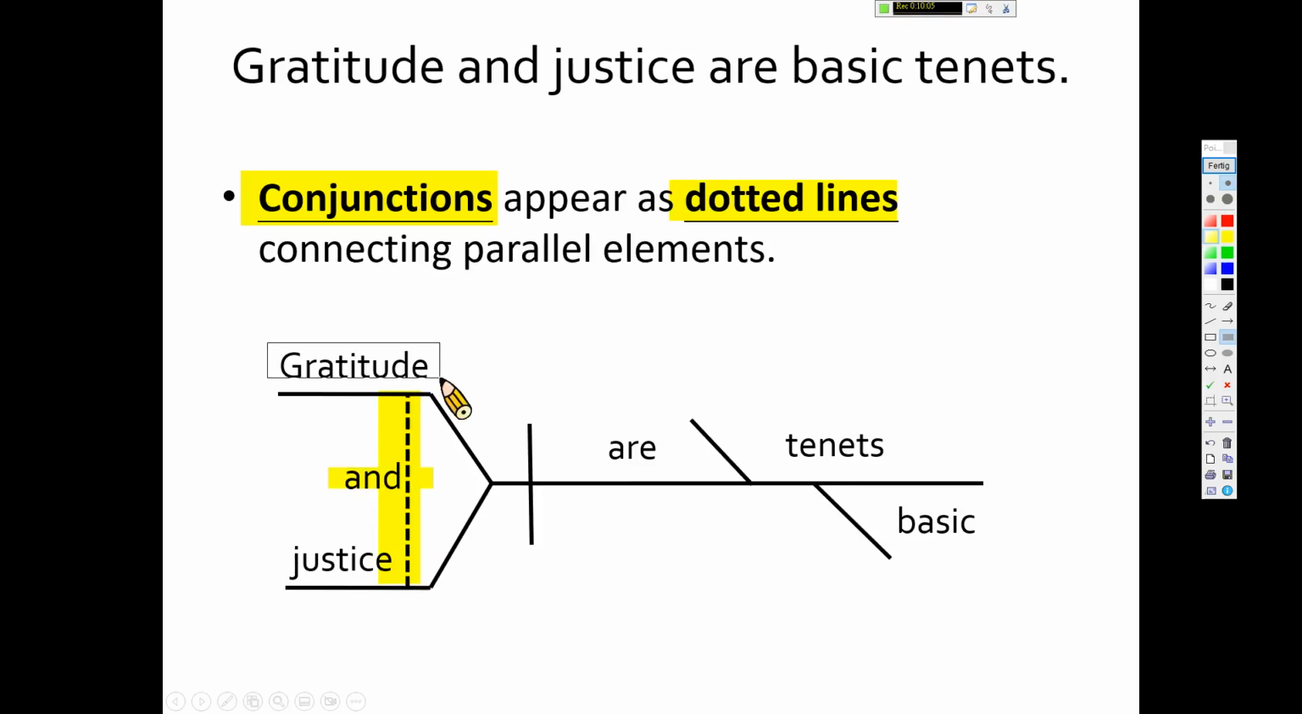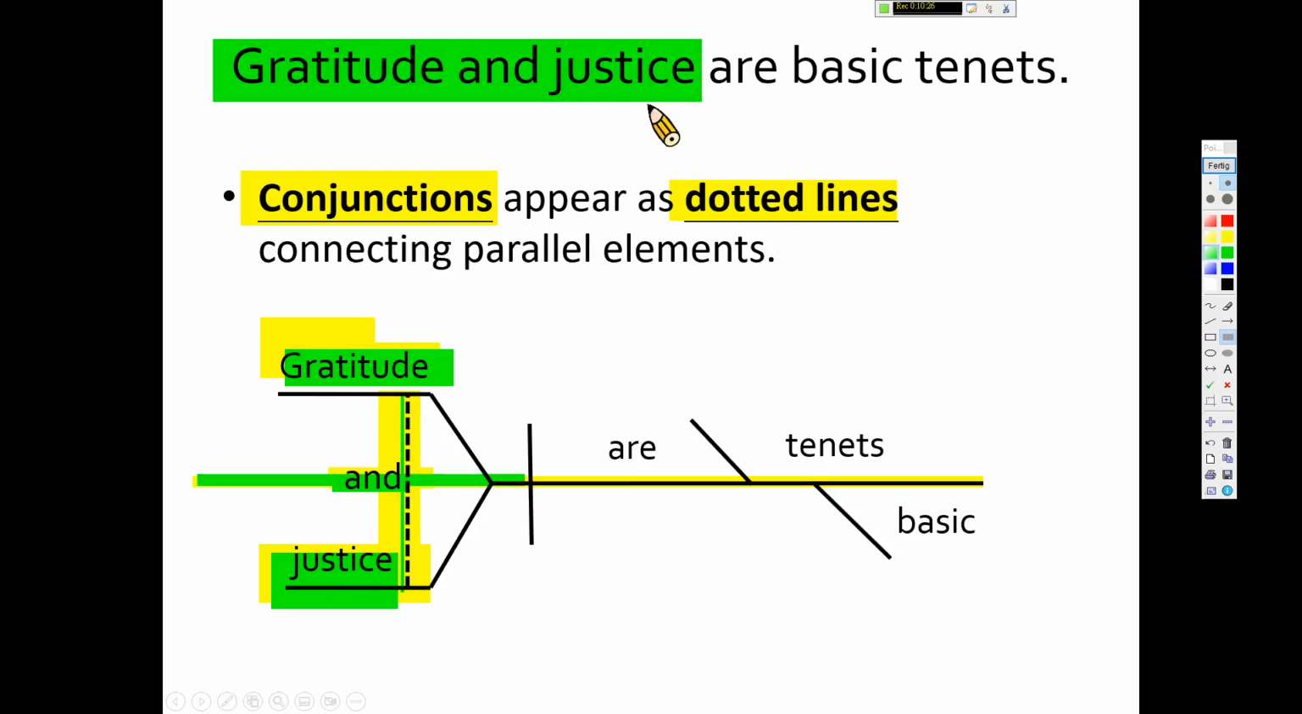So gratitude and justice, they are on the same section of the main line for the subject. Did you see this? This is a subject, right? And they are located in the same section, connected by and. So gratitude and justice is the subject, and are is the be verb, basic tenets. So this is a subject complement.